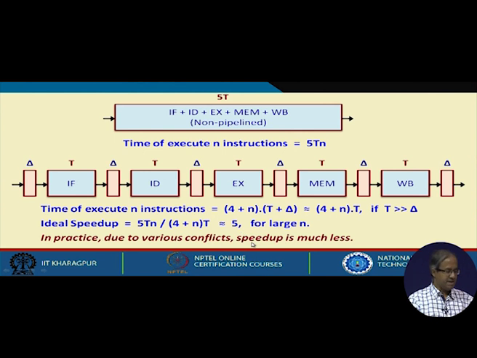But as we will see later, things are not that rosy in an instruction pipeline. There will be various kinds of conflicts that will appear. So, speed up will be significantly less than 5. Okay? This we will see slowly.